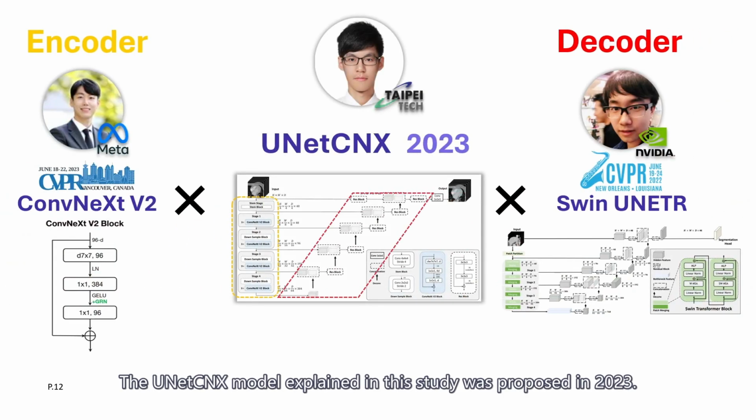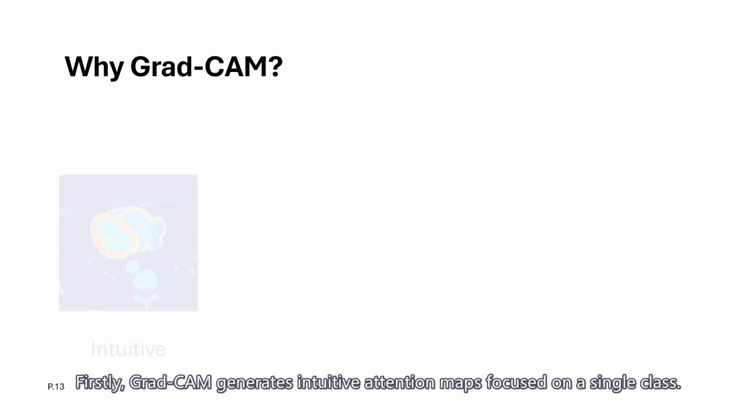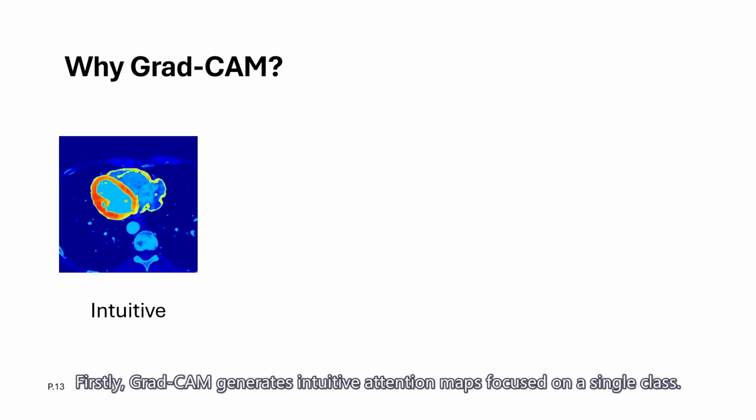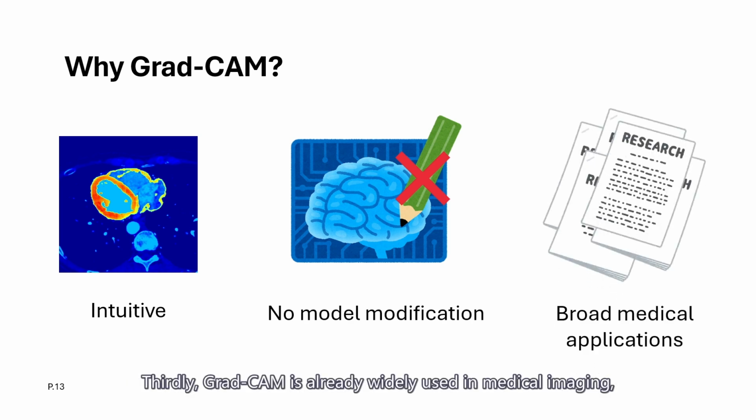The NIfTI model explained in this study was proposed in 2023. It is primarily used for segmenting cardiac muscle in CT images. The reasons for choosing Grad-CAM are as follows. Firstly, Grad-CAM generates intuitive attention maps focused on a single class. Secondly, it does not require any modification to the original model architecture. Thirdly, Grad-CAM is already widely used in medical imaging, providing strong technical and theoretical support.